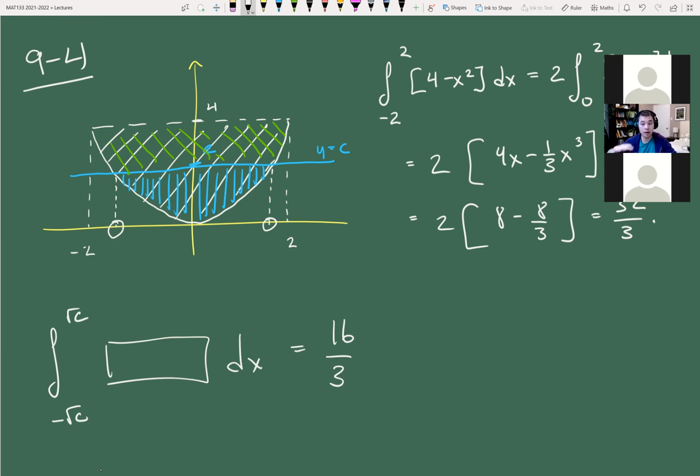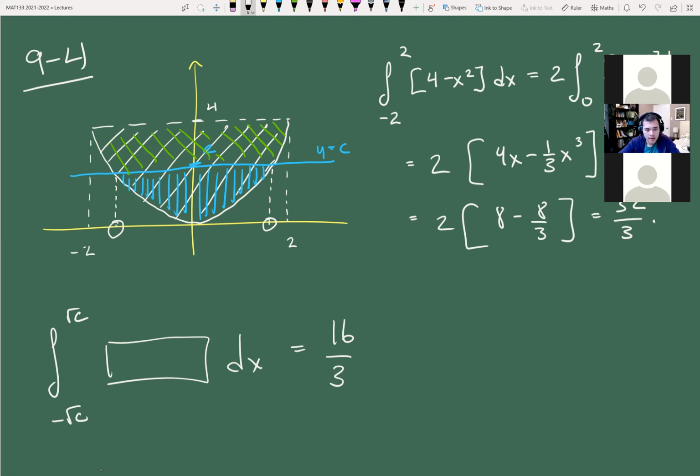Yes, yeah. So Jeremiah, we're looking for the place where it's exactly half. So exactly half of 32/3 is 16/3, right? So exactly equal. Is everyone good with plus or minus root c? Because this is important, right? Like why is it that?